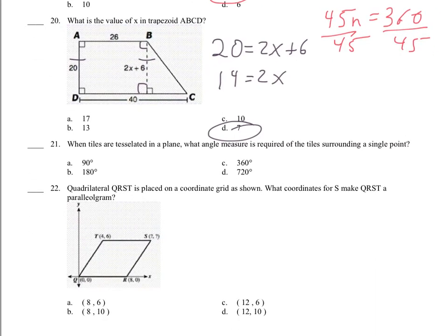When tiles are tessellated in a plane, what angle measures? Basically that means when you have a tessellation, you have a point, how many angles are consisting of one full rotation around that point? Well, that's going to be 360 degrees.